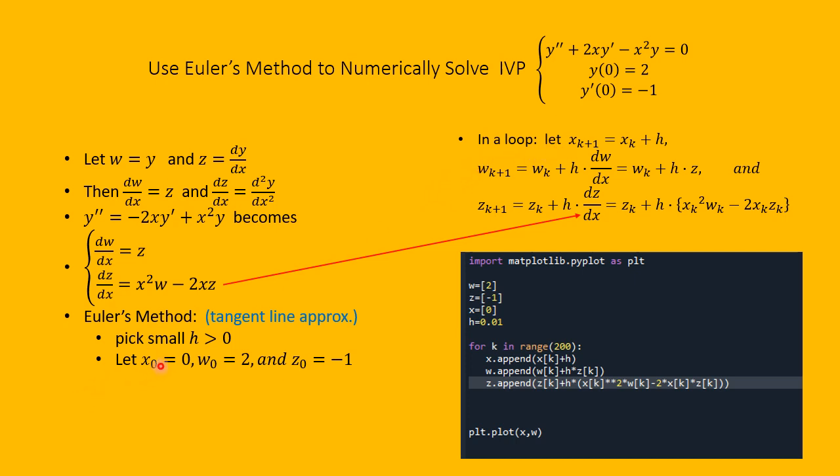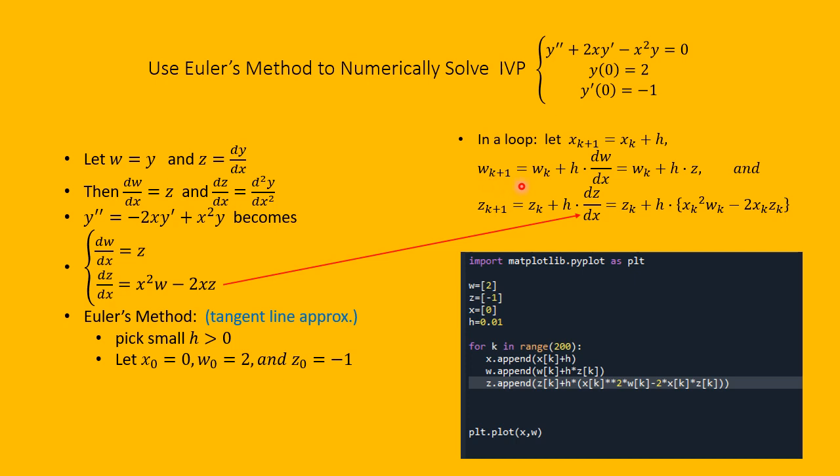We already have x naught defined, so we'll let x of k plus 1 equal x of k plus h. So in a loop, I'm going to find x sub 1 in terms of x sub naught, x sub 2 in terms of x sub 1, and so forth by adding successively h's to the previous value of x. And these can be stored in a list.